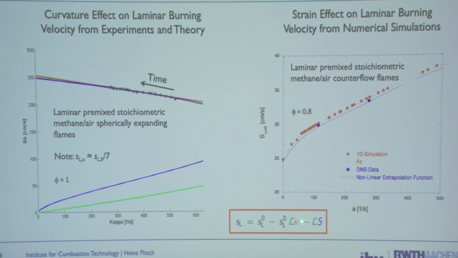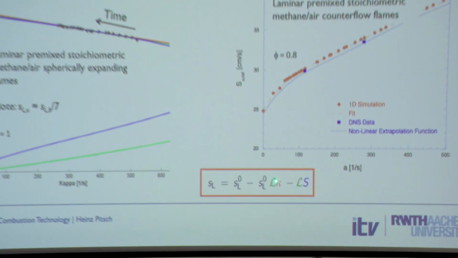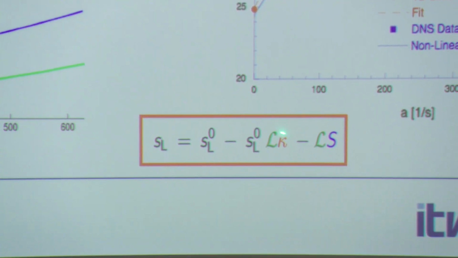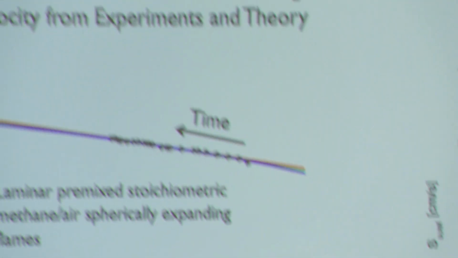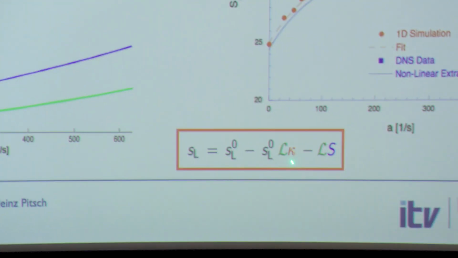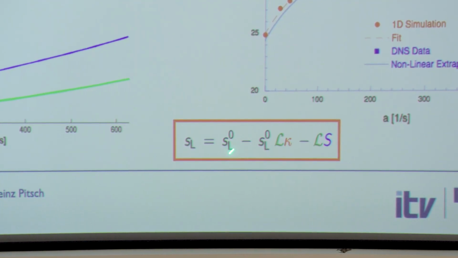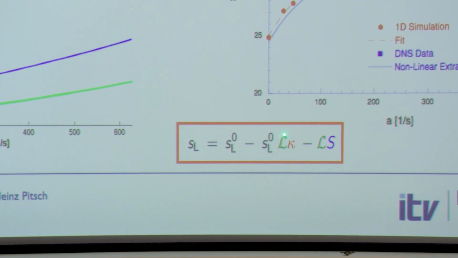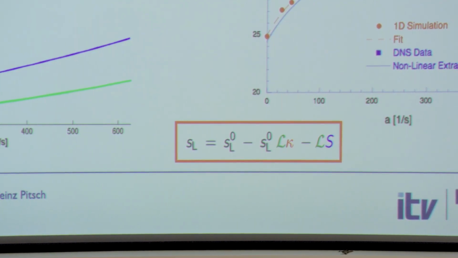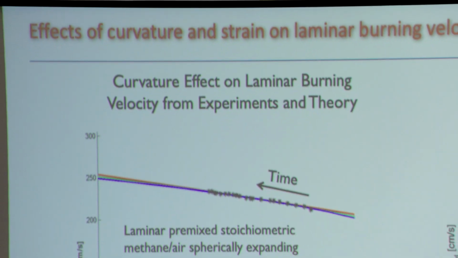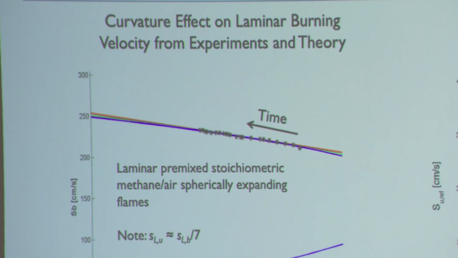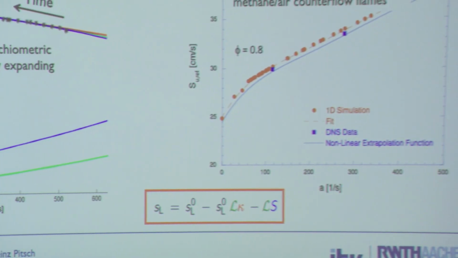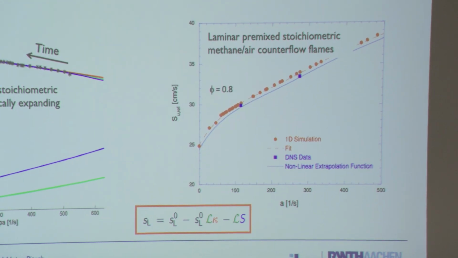High curvature, the burning velocity gets smaller. High curvature, because of the minus curvature, the burning velocity gets smaller, if this is positive. So this for methane is positive. And then on the right-hand side here, you see a different experiment where one uses a so-called counterflow flame.